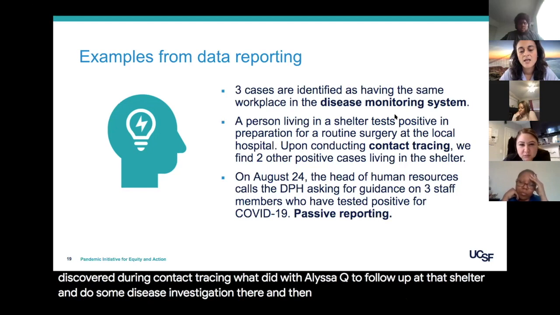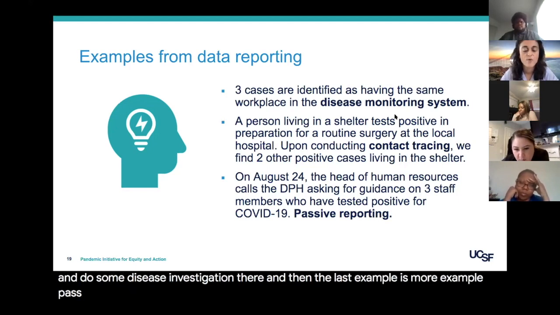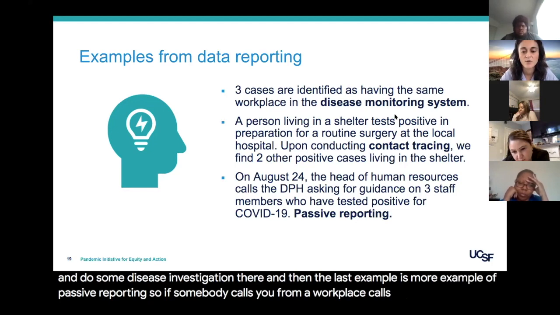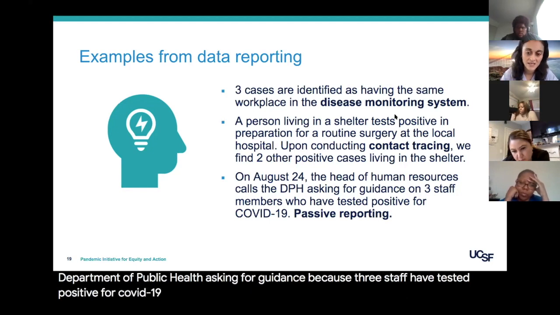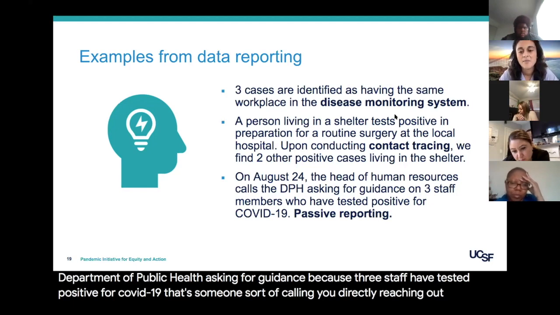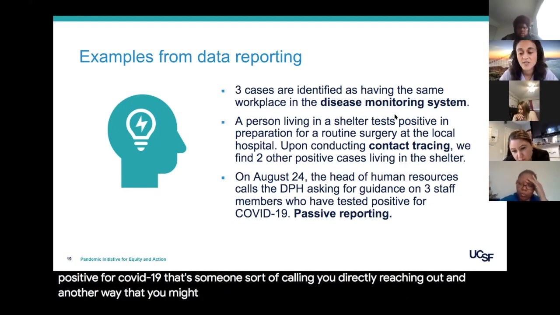And then the last example is more an example of passive reporting. If somebody calls the local Department of Public Health from a workplace asking for guidance because 3 staff have tested positive for COVID-19, that's someone directly reaching out to you, and another way that you might hear that there's an outbreak.